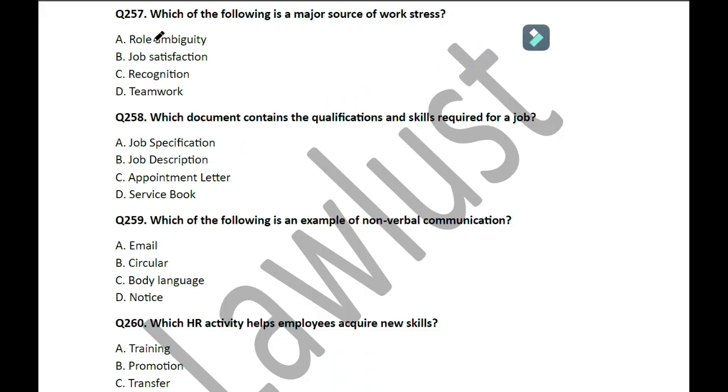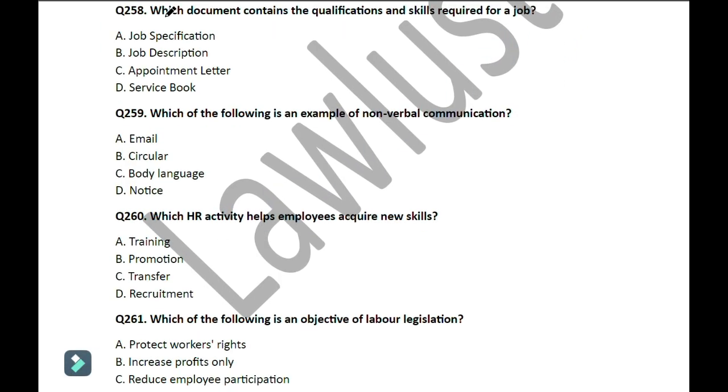So move on to the next question, question number 257. Which of the following is a major source of work stress? So here the correct answer is role ambiguity. So move on to the next question, question number 258. Which document contains the qualification and skill required for a job? So here the correct answer is job specification.